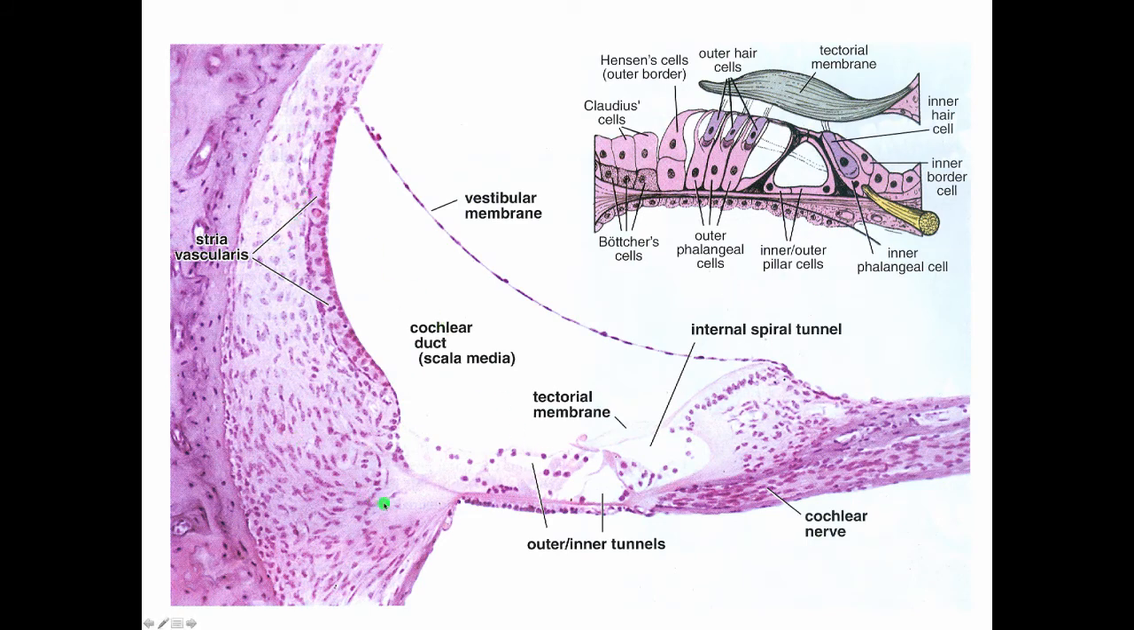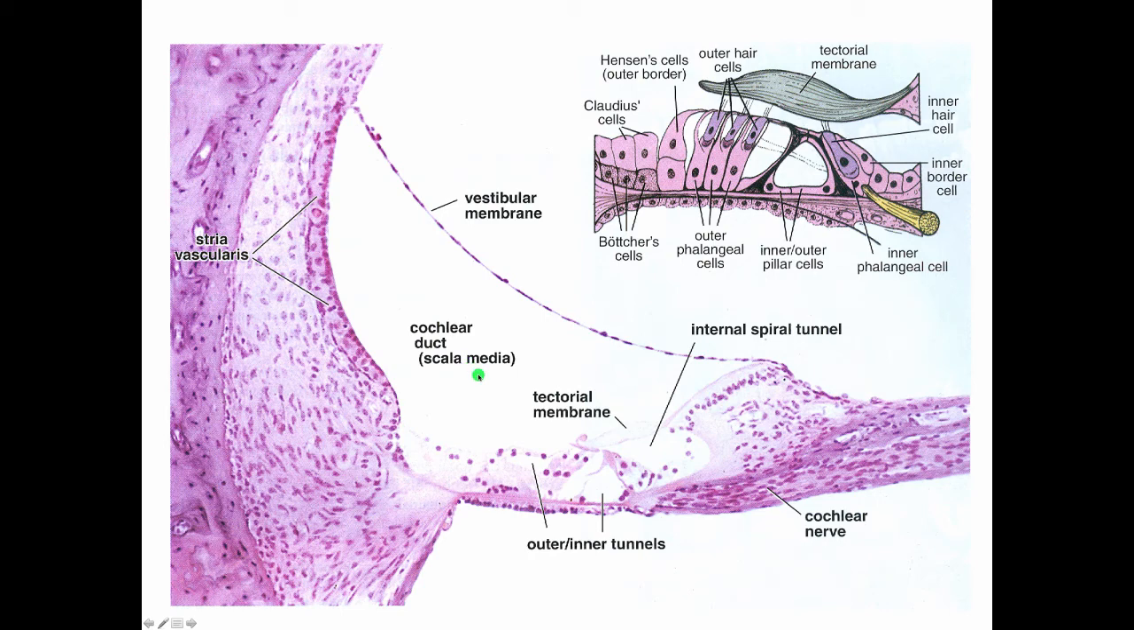Here's the histological view with the diagram that we've just shown you. So here would be the tectorial membrane coming down. You can't really resolve the reticular lamina in the histological section here, but in the diagram you would see the reticular lamina here, and then the hair cells penetrating through the reticular lamina and embedded into the tectorial membrane. Stria vascularis is shown here, secreting the endolymph.